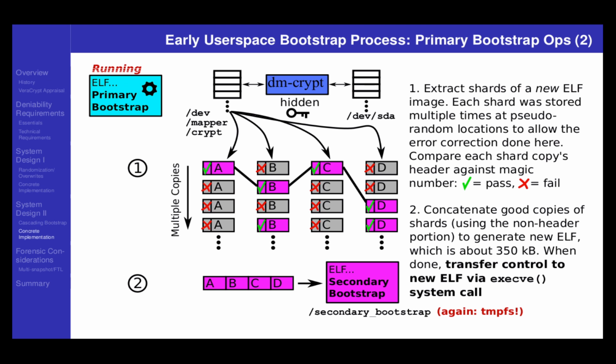So you do it sort of pseudo-randomly so that there's no chance that the spatial distribution of the overwrite process corresponds with how you distributed your shards across the disk. So that you have higher guarantee that you have data integrity and you're going to be able to reconstruct an executable from the shards. So the primary bootstrap scans the disk, looks for all the shards, reassembles the shards, chucks out the magic number, and then you have your secondary bootstrap. And then it just does an execv system call, and it runs the secondary bootstrap.